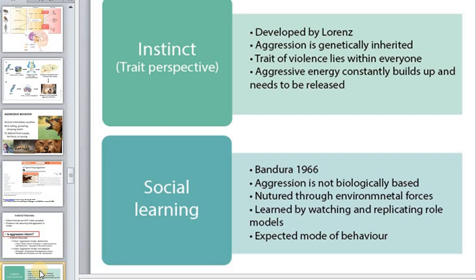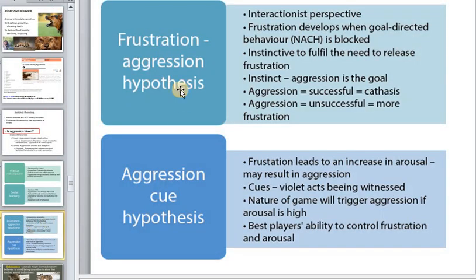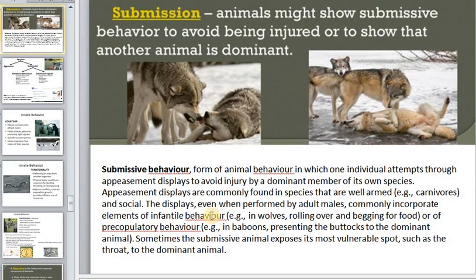So next, instincts and several slides that describe modern theories about aggression. We'll talk about Bandura's theory, the Lorenz theory, and even more, the frustration-aggression hypothesis. So it's a very difficult question, but we move on to the next slide.